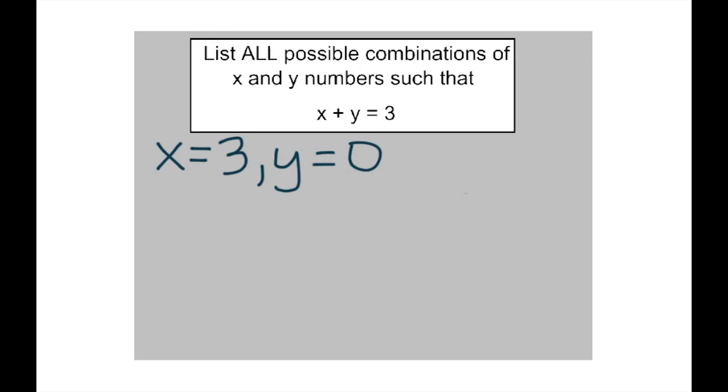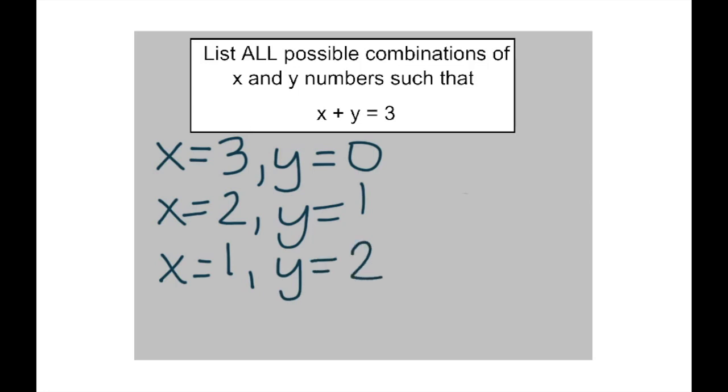Well, hopefully you came up with quite a few. Let's just list a few. X equals 2, y equals 1. We could even reverse that. X equals 1, y equals 2. Now some of you may think that we're out of options, but what about x equals negative 2 and y equals 5? So there's nothing that said it couldn't be positives and negatives.